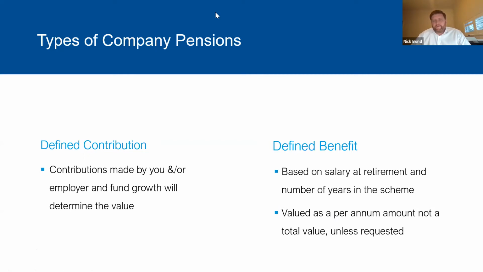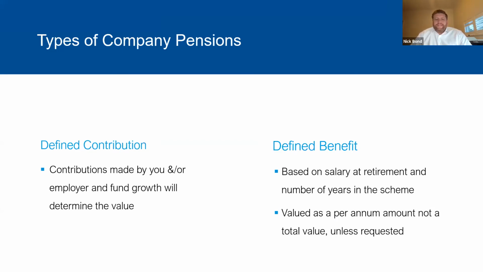Defined benefit schemes and final salary schemes are based on your salary at retirement and the number of years that you worked for that employer. There are different types of final salary schemes, but loosely speaking, whatever your salary was at or close to retirement, and how many years you worked for that employer, will determine what pension income you will be entitled to at the scheme's normal retirement age.